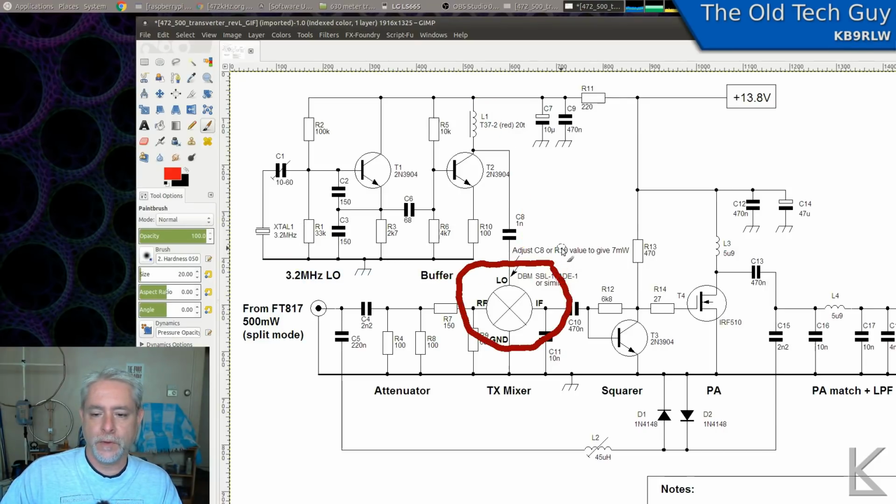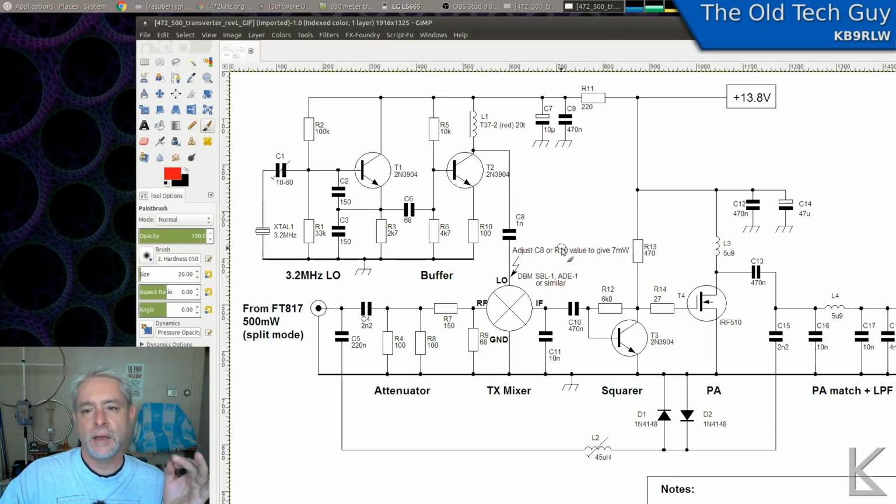As you know, or should know, a mixer takes two input signals and spits out the sum and difference of those two signals. The difference is what we're interested in here. So I've got 3.2 megahertz coming in from the local oscillator. So if I feed in from my Yaesu a signal that is 472 kilohertz above that, so that would be 3672, right? Which is still within the 80 meter band, so the transmitter can operate.